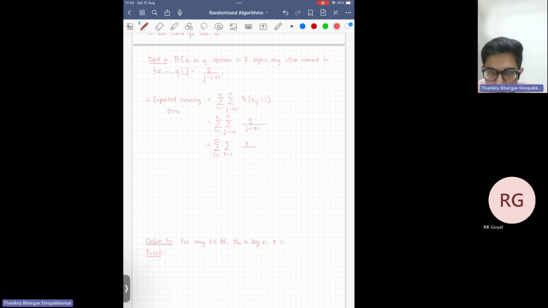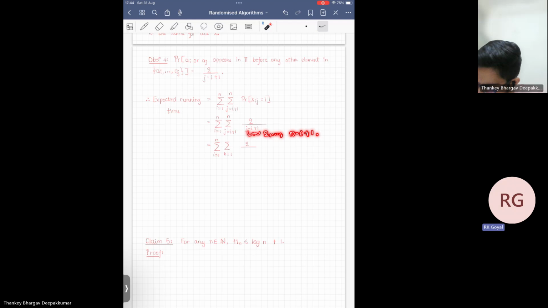So let me fix an i over here. And then j would be at least one more than i, right? So this would start from 2 and go all the way up to n minus i plus 1, right? Is this fine? Yes. So if you fix the value of i, then this will become, so this will become what?